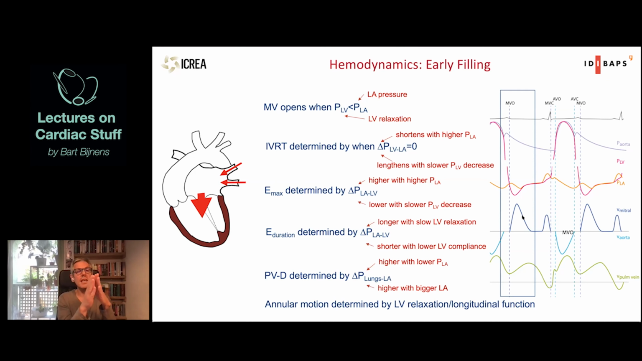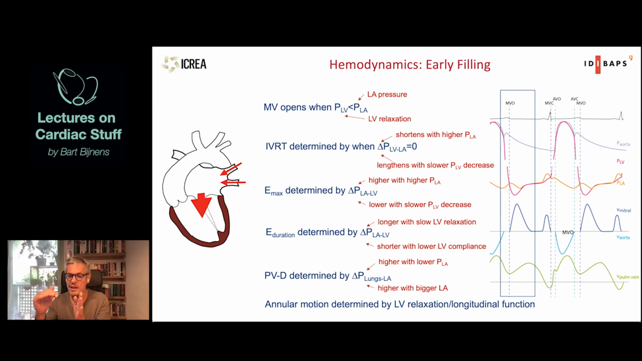So again, what you see here is this kind of non-linear or pseudonormal effect, where if we have an abnormality in the relaxation, so if the pressure drops slower than normal in the left ventricle, what we will see is a lengthening of the isothermal relaxation time, and at the same time, a decrease of the early velocity because the pressure gradient is less.